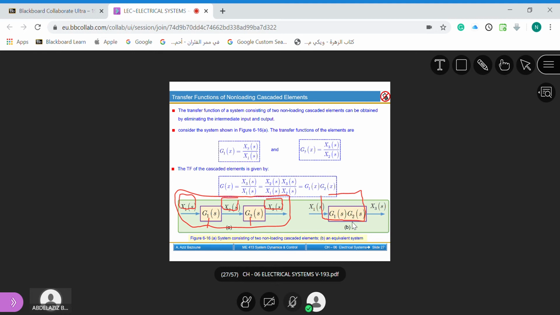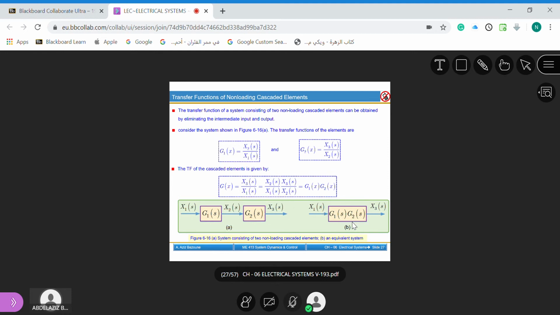Then you can say G1 is X2 over X1, and G2 is X3 over X2. And you can have G, which is the output X3 over the input X1. We can write it like this: X3 over X2 times X2 over X1. So you can simplify this with this, and you are done.